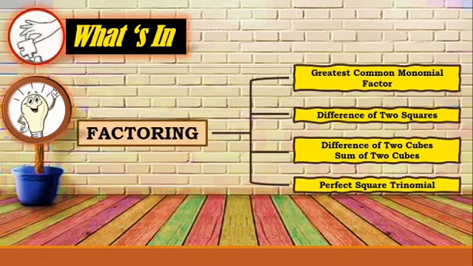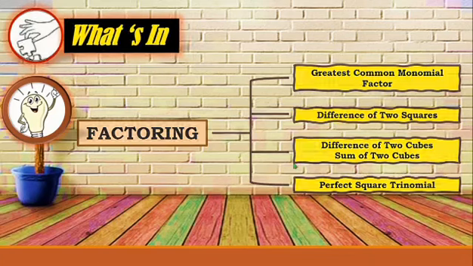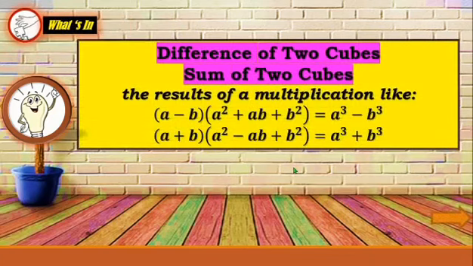Now what is the difference of two cubes and the sum of two cubes? They are the results of a multiplication like this. We have here a binomial, a minus b. We distribute the terms in our binomial to the terms in our trinomial. A squared plus ab plus b squared is equal to a cubed minus b cubed.